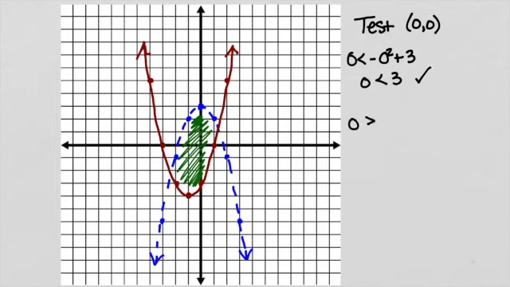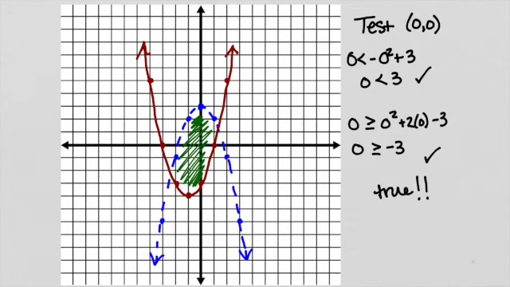Let's try it in the second equation. 0 is greater than or equal to 0 squared plus 2 times 0 minus 3. So 0 is greater than or equal to negative 3, and that is true. So this works. I know I shaded in the correct area.